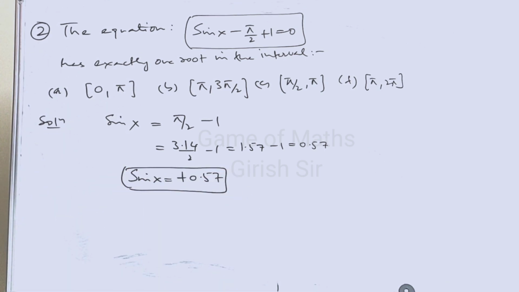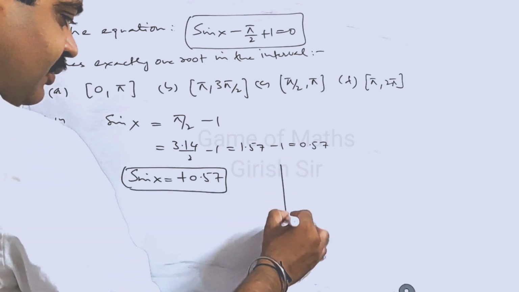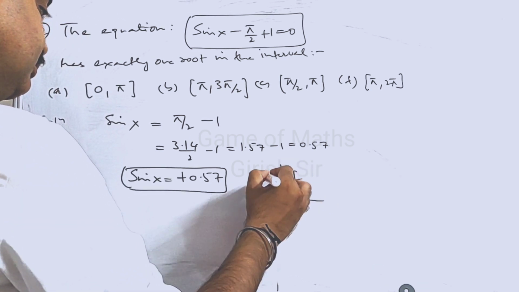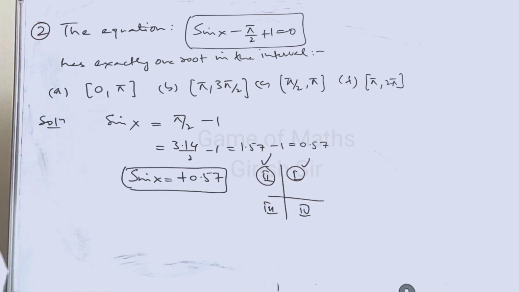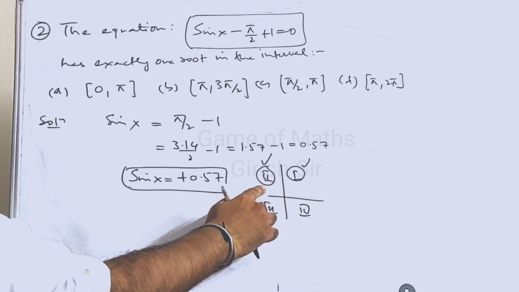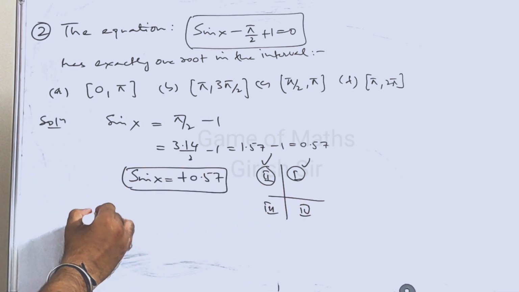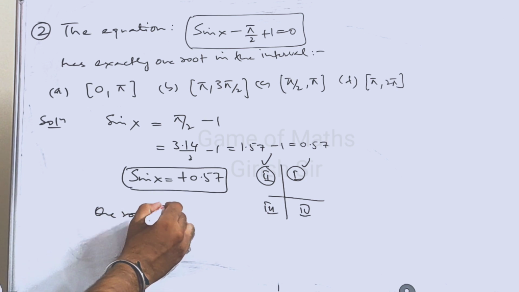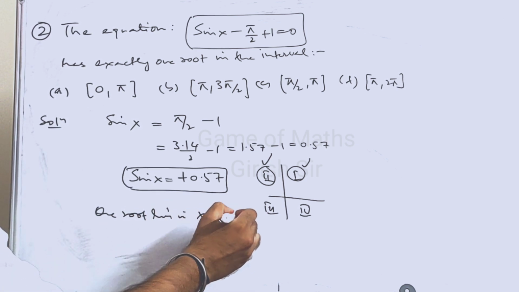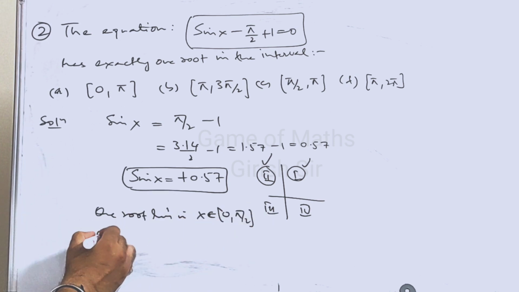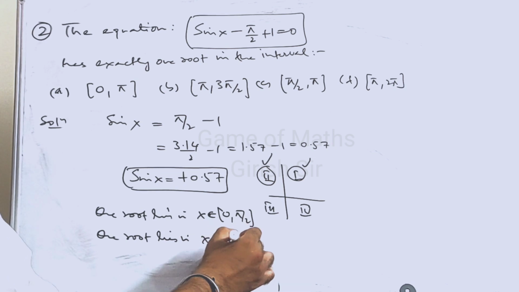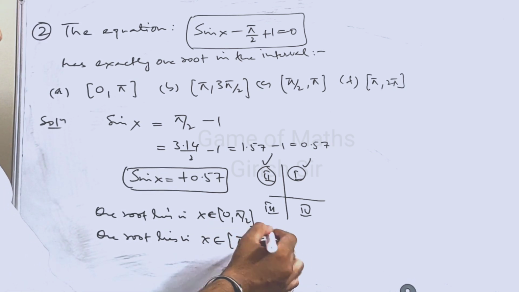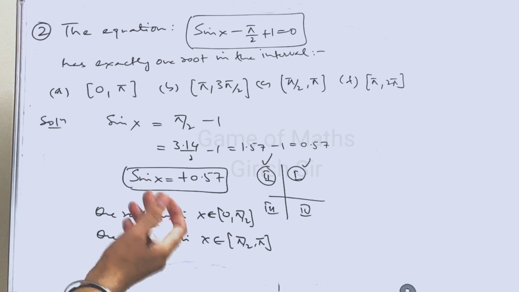So as sin x has a positive value, sin x is positive in the first quadrant and second quadrant. So we'll be having one solution in the first quadrant and one solution in the second quadrant. So one root lies in 0 to pi by 2, meaning the first quadrant, and another root lies in pi by 2 to pi, which is the second quadrant. Now let's check the options.